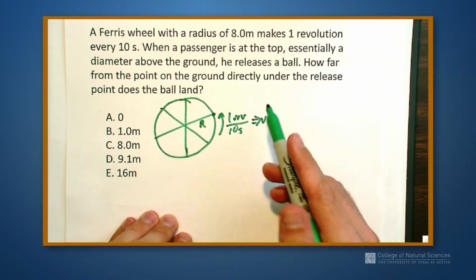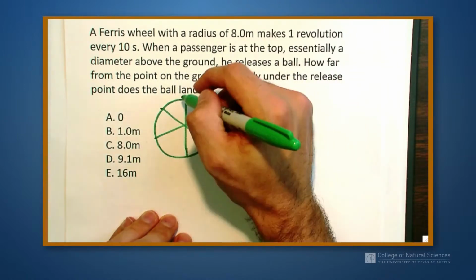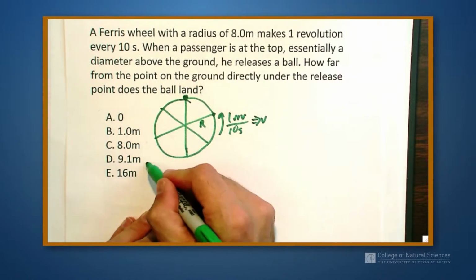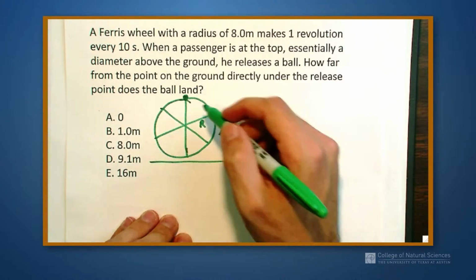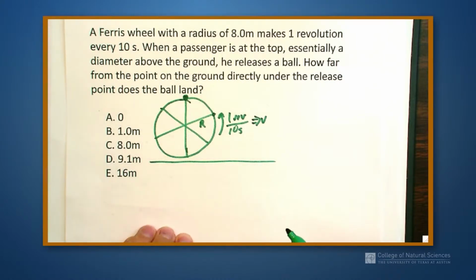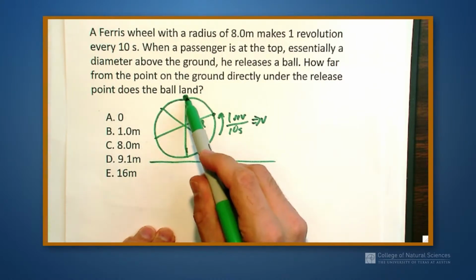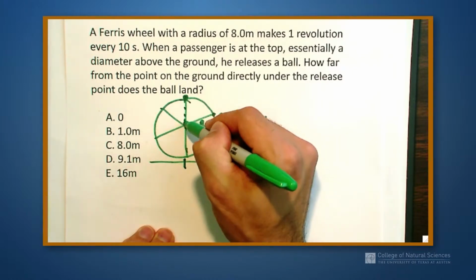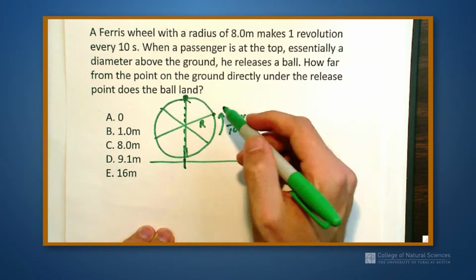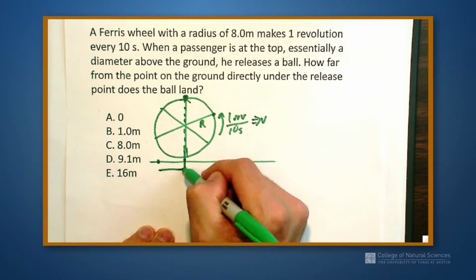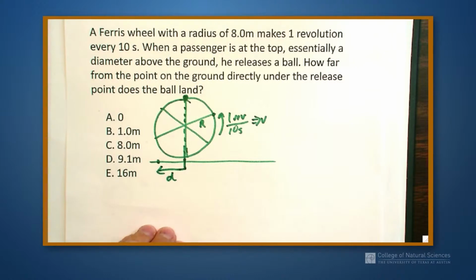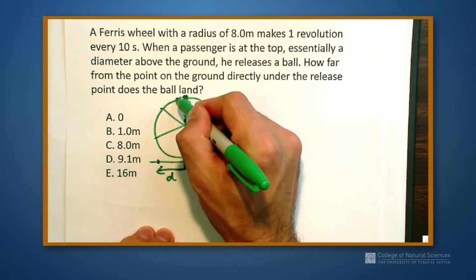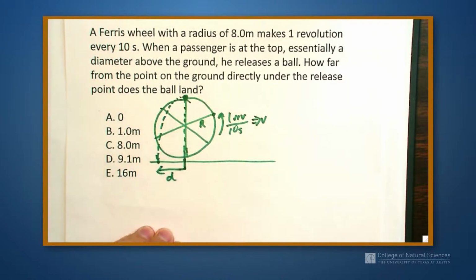It also says in the second part of this, if we're at the very top above the ground and we release a ball, we want to know how far from this point, how far over, does this ball land? And this ball is going to do a nice little parabolic fall to it. So this is actually a 2-part problem.